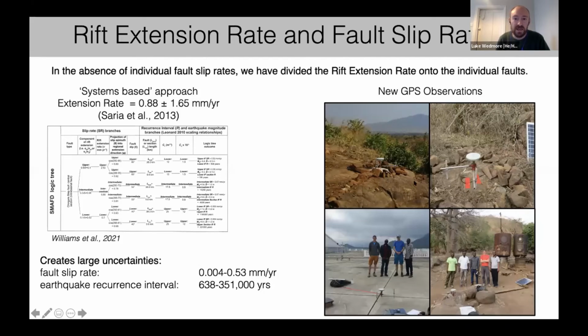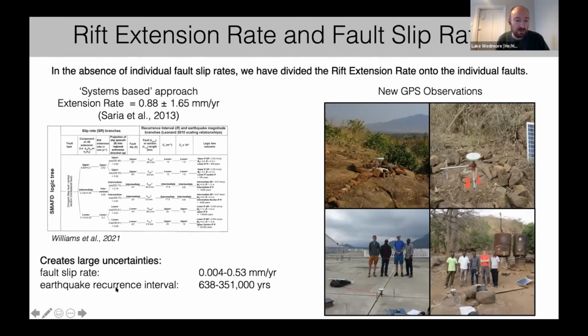So what we did was to divide the extension rate across the rift as a whole, so how quickly the rift is moving apart, and partition that onto faults. And we called this the systems-based approach. There was a paper that came out early this year led by Jack Williams, and really this relied almost completely on the extension rate recorded by GPS. And the most recent estimate of that was this estimate by Saria et al. in 2013 of about 0.9 plus or minus 1.65 millimeters per year. So obviously the uncertainty on this estimate is huge, and that really translates into very, very large uncertainties on our fault slip rates and earthquake recurrence intervals.